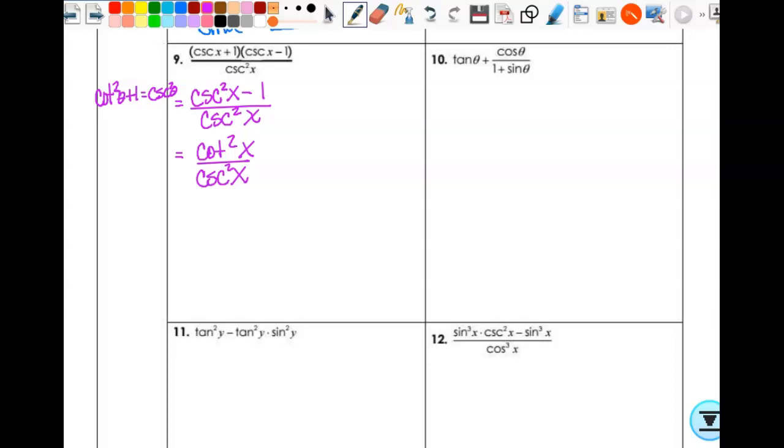So cotangent is what if I change it to reciprocal? Cosine squared x over sine squared x, right? And then cosecant is 1 over sine squared x. So if I multiply, that's going to give me cosine squared x over sine squared x times sine squared x over 1. Then those cancel out, and your answer is just cosine squared x.